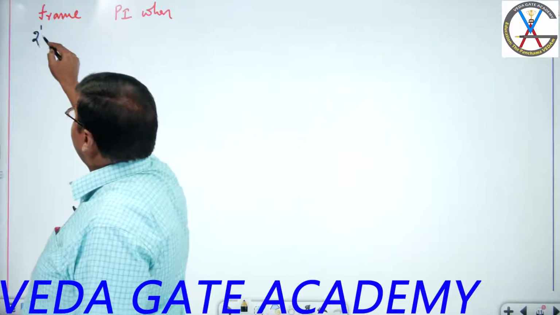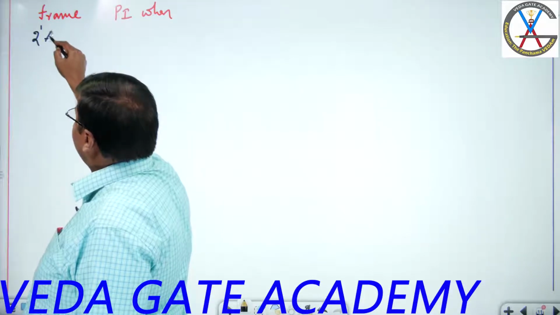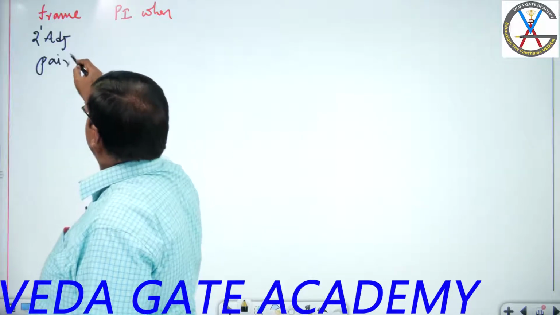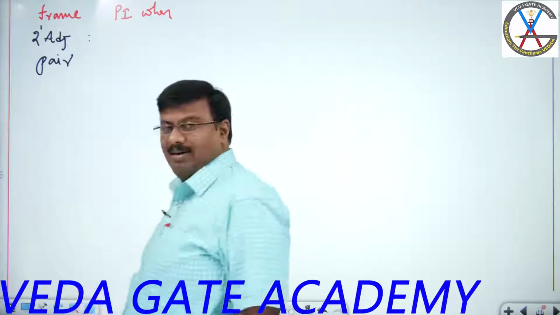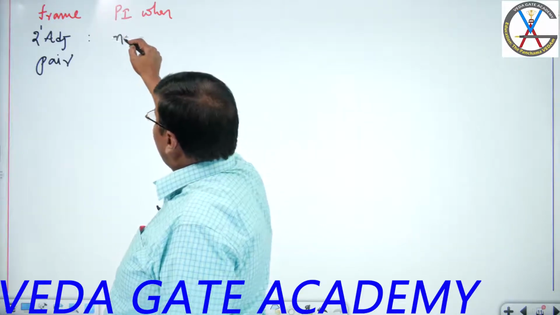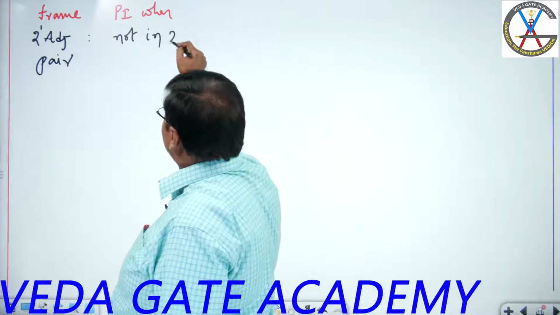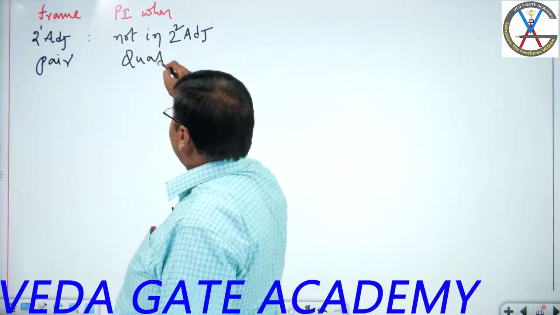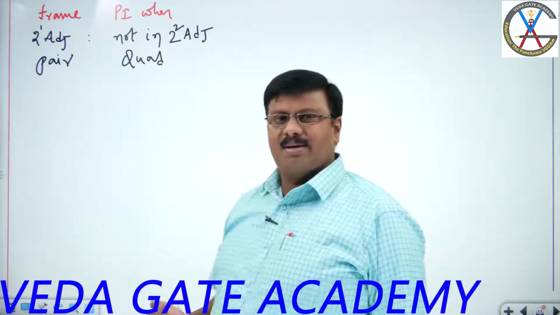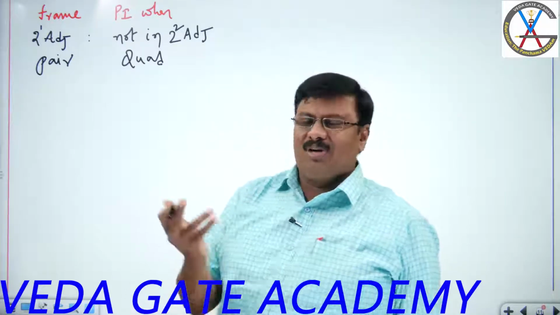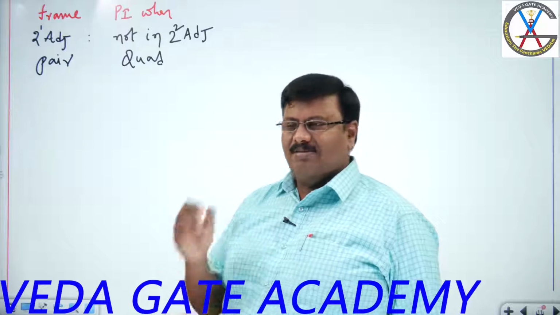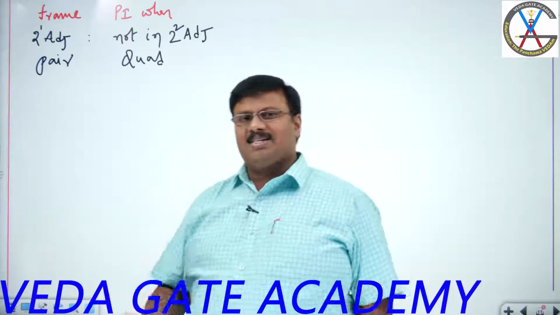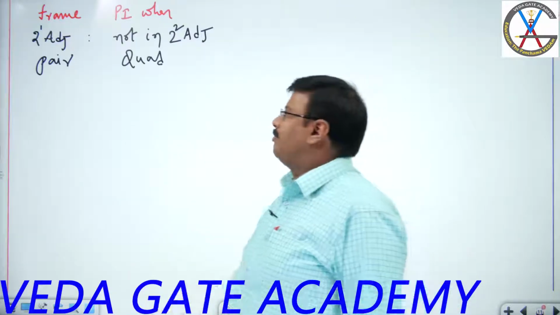2 power 1 adjacency, that is called a pair, right? A pair is a prime implicant when not in 2 square adjacency. 2 square is a quad, right? So a pair not in a quad is a prime implicant. If a pair is in a quad, we'll take the quad. Why do we take the pair? So a pair is not a prime implicant if it is in a quad. If it is not in a quad, it is a prime implicant.